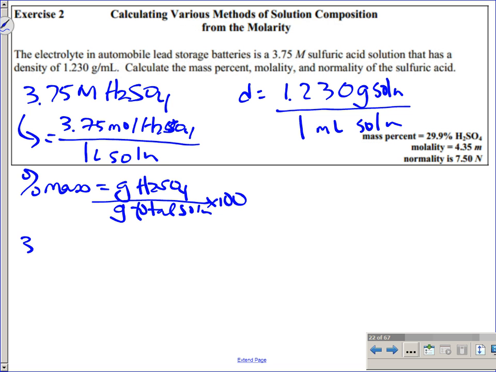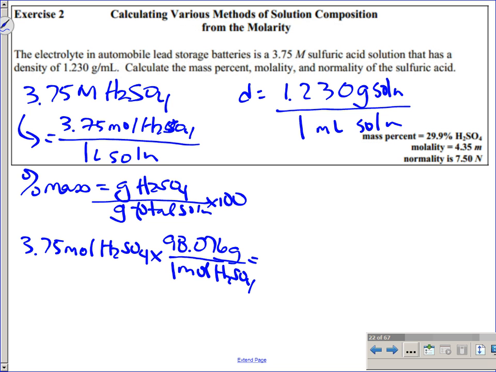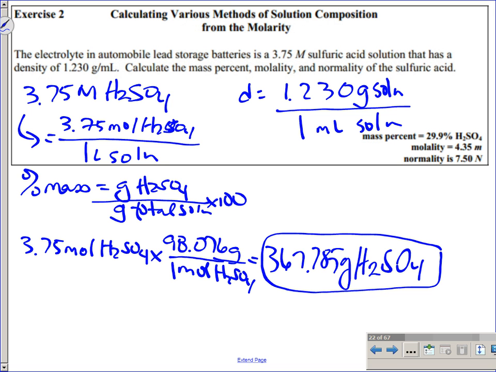No, but we have moles of acid, so we can convert that, right? Okay, so take your 3.75. Somebody get their calculator because I'm counting on you. The molar mass is 98.076. Okay, and what's the total? 367.785, okay. All right, so square off or highlight your math as you go. Okay, so those are grams. That's going to go on top here. And then what goes on bottom?